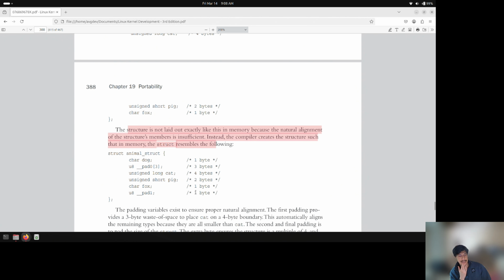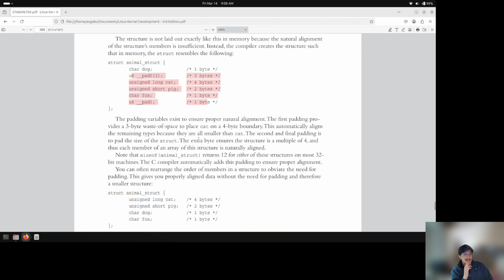So it aligns it correctly. So dog is first, add some padding for 3 bytes, so that becomes 4 bytes with 3 wasted. Long is 4 bytes, short 2 bytes, char, fox, and then padding. I think it's trying to get to the last bits being on or off. The padding variables exist to ensure proper natural alignment. The first padding provides a 3-byte waste of space to place cat on the 4-byte boundary. This automatically aligns the remaining types because they are all smaller than cat.